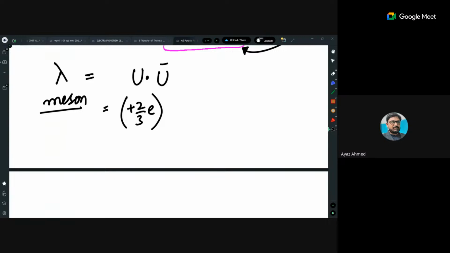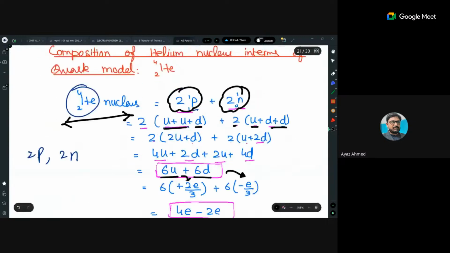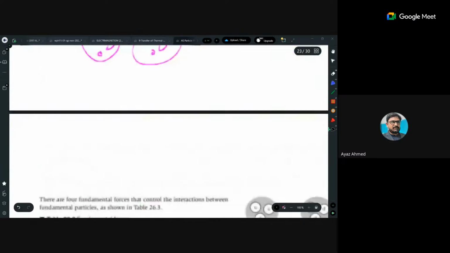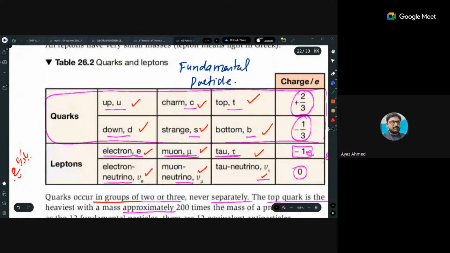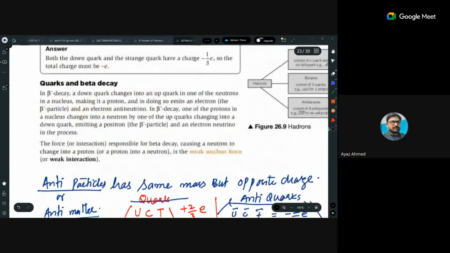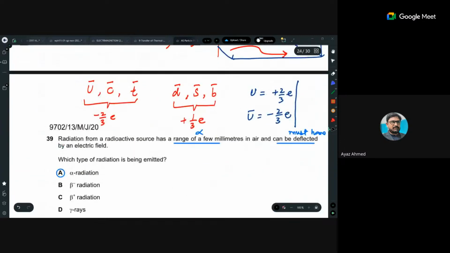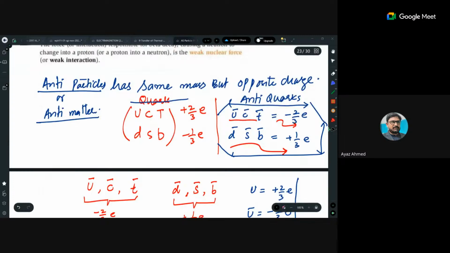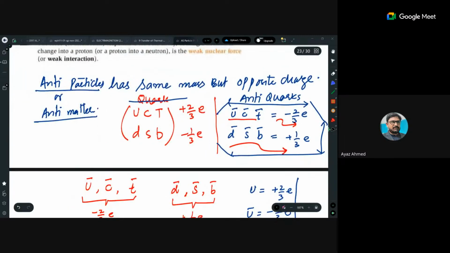What is important here? This table was consisting of quarks, and the table I have shown you below this is your antiquarks. Every quark has an antiquark as well. Antiparticles of the quarks have the same mass. This is asked in the exam, that's why I have written it. Antiparticles have the same mass and exactly opposite charge.